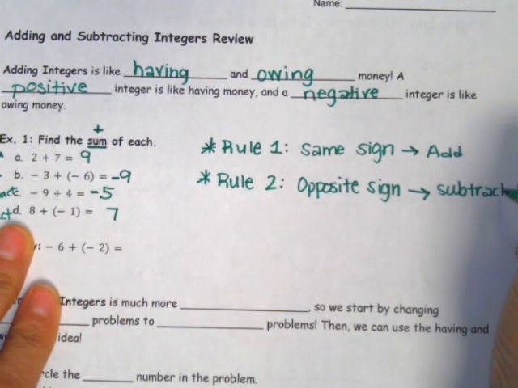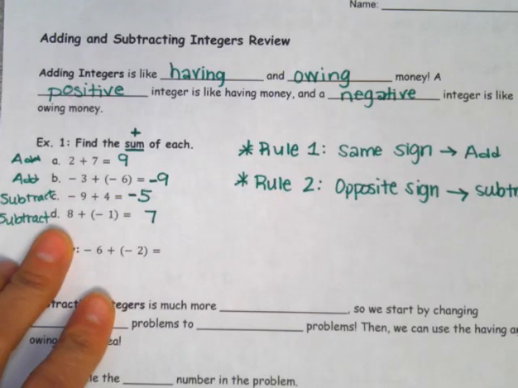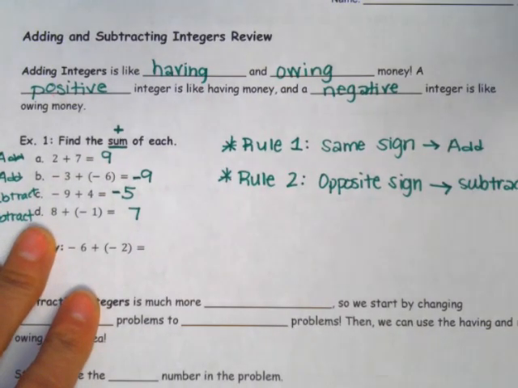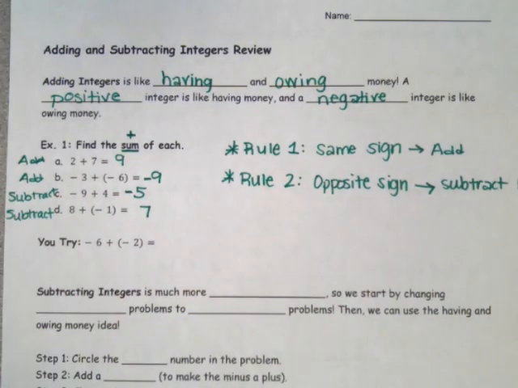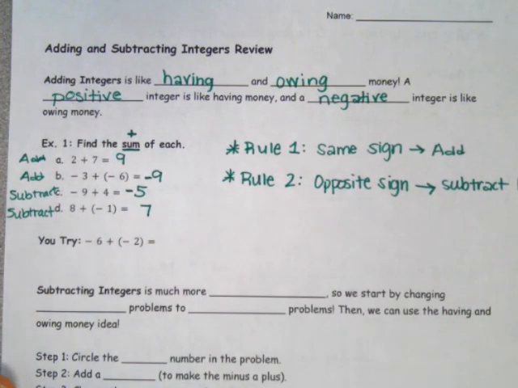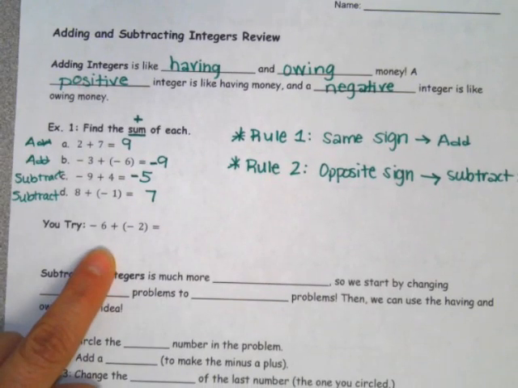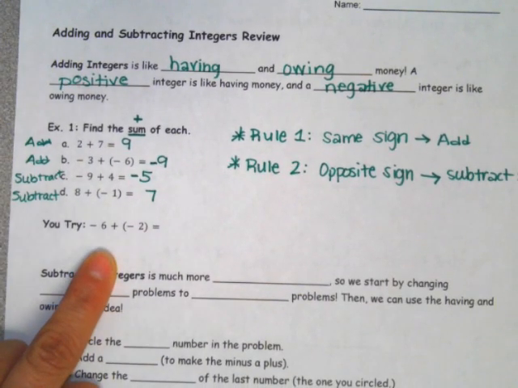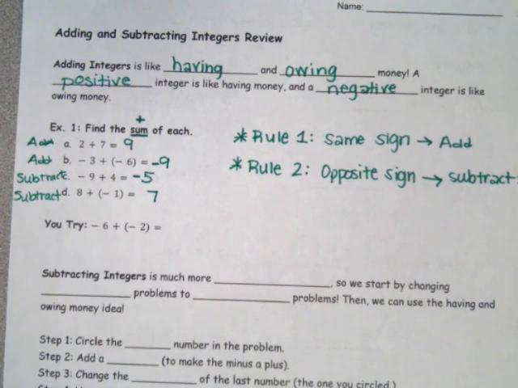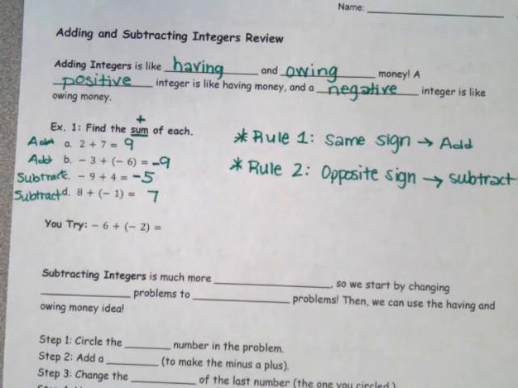And we can always use the idea of money when we're adding integers if we are confused, because sometimes it is hard to think of it as just rules. We want to think of it in the real world. Okay, you try. All right, I'm going to give you a couple minutes to try that. Not a couple minutes, probably a couple seconds to get the answer and see if you can get it correct. -6 plus -2. What should we do?